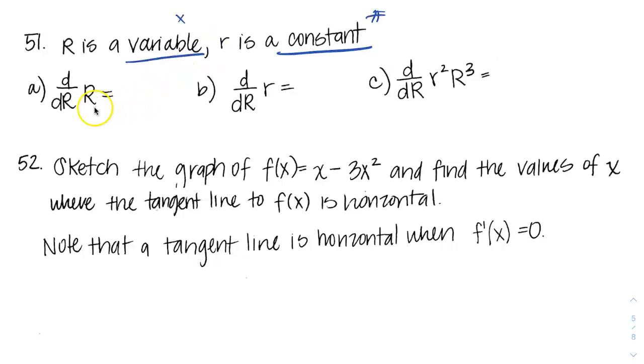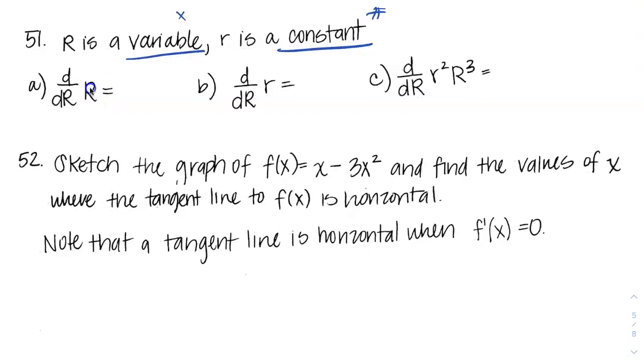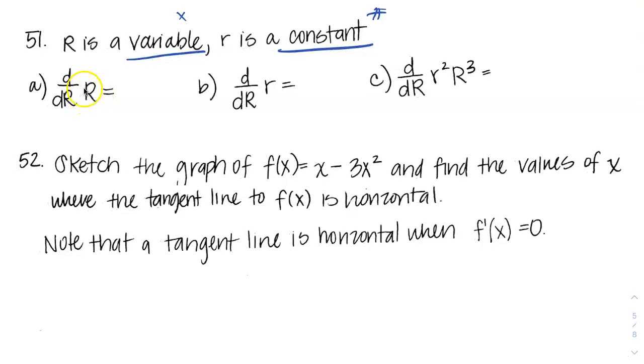This is the first one. Take the derivative with respect to R. So if that's like a variable, that's x. What's the derivative of x? 1. And there we go. Done. How about the next one? Remember, little r is a constant. It's a number. What's the derivative of a constant? 0. It's like taking the derivative of 4 to the 0.